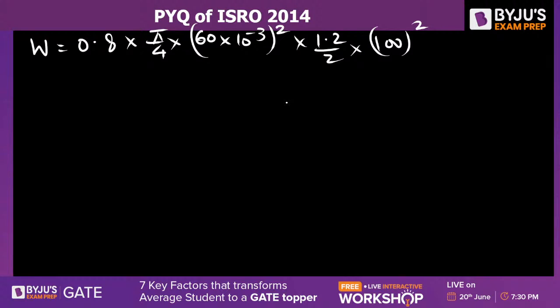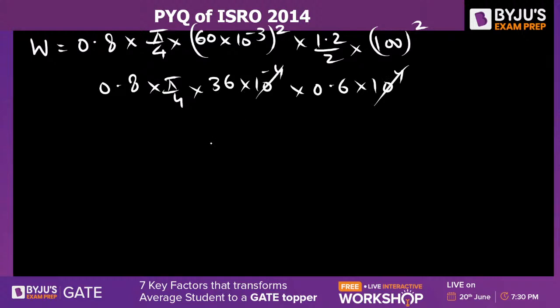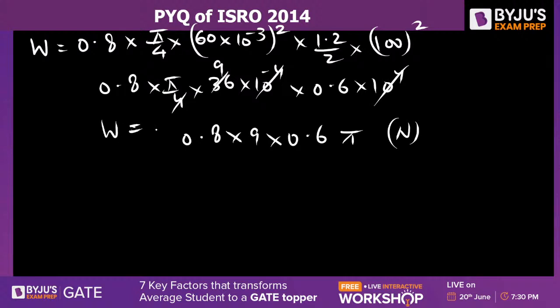So it will be 10 to the power minus 2 square. So it will be 0.8 into pi by 4 into 36 into 10 to the power minus 4, isn't it? Into 0.6 into 10 to the power 4. These two will get cancelled out. This will become 9. So 0.8 into 9 into 0.6 into pi will be the answer, isn't it?